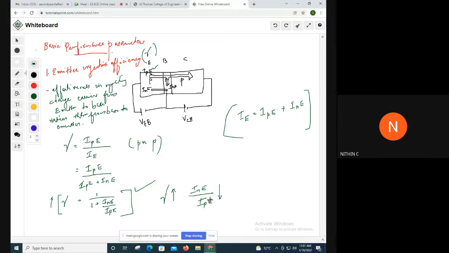We can write that this equation shows that the emitter injection efficiency can be maximized by minimizing the ratio INE by IPE.